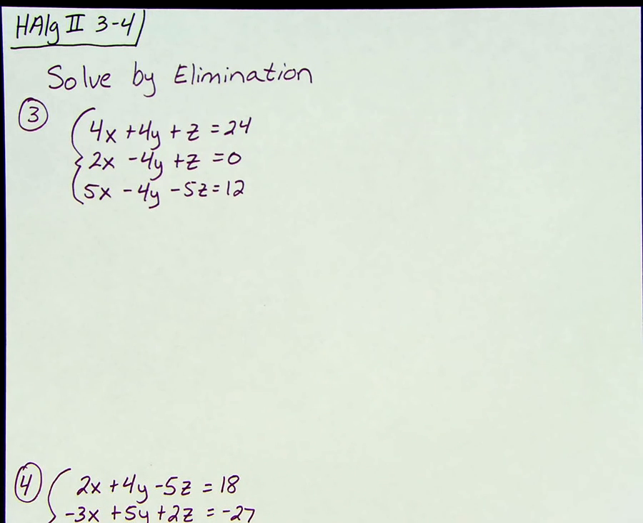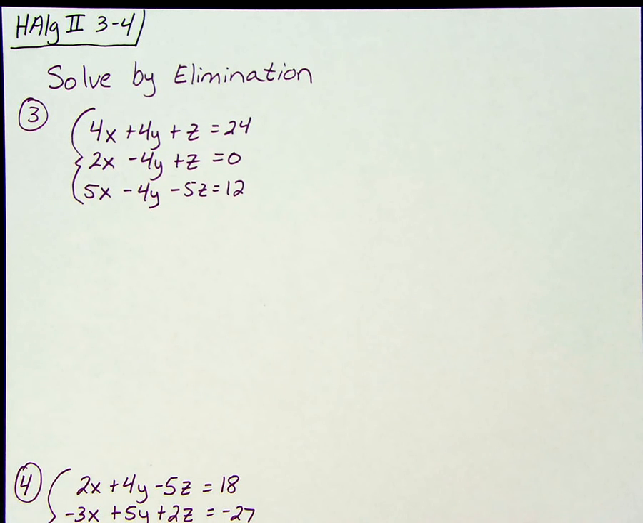The next method that we're going to solve by is elimination. For this method, we're going to be adding our equations together to eliminate the variable. Now because we have three equations, we're going to have two addition problems. So we have to use all three, and we have to eliminate the same variable in both of our addition problems.